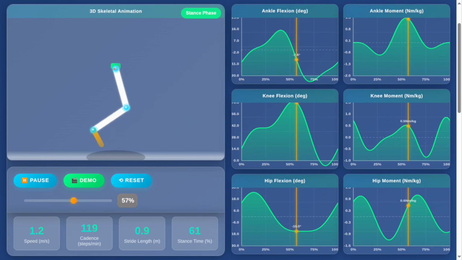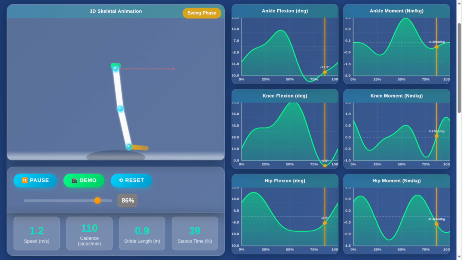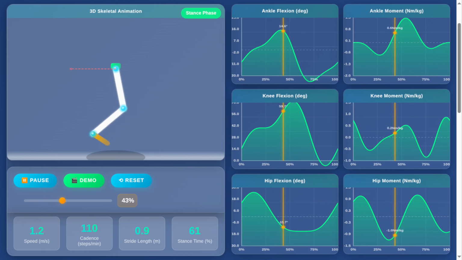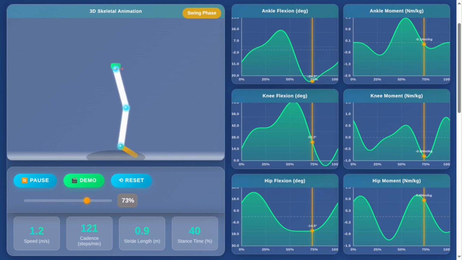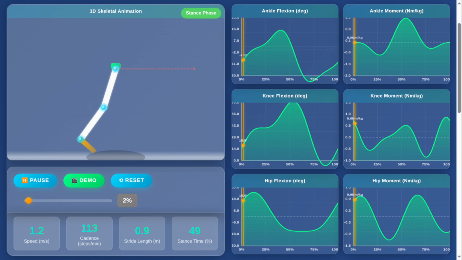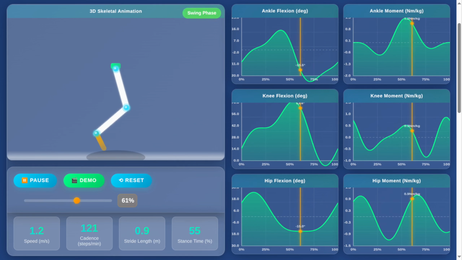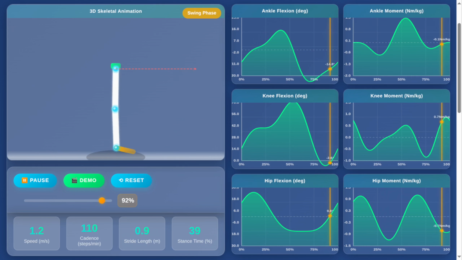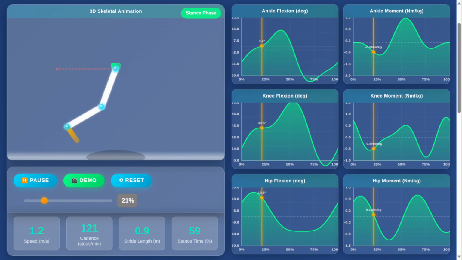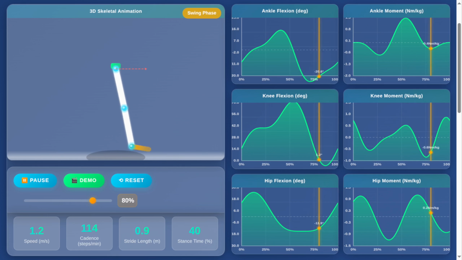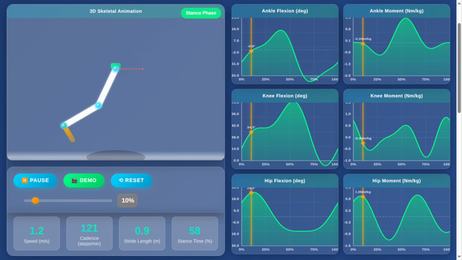Speed, meter per second, indicates how fast the leg is moving. Cadence, steps per minute, tells you the number of steps taken per minute. Stride length in meters represents the distance covered in one full gait cycle. Lastly, stance time percent shows the percentage of the gait cycle where the foot is in contact with the ground. All these measurements, when analyzed together, provide a comprehensive understanding of the leg's biomechanics during walking or running.